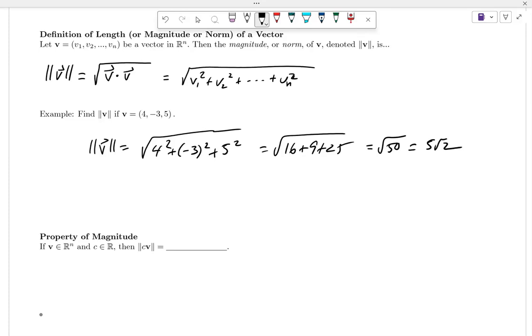Is that okay? Doing those? Yeah, I'm guessing if you've seen vectors before, you've done this. This should not be a new concept.